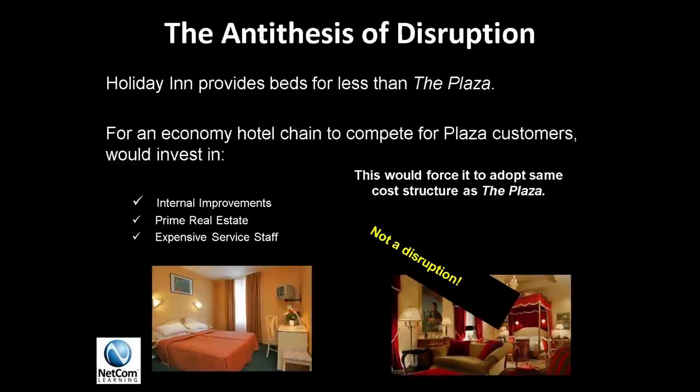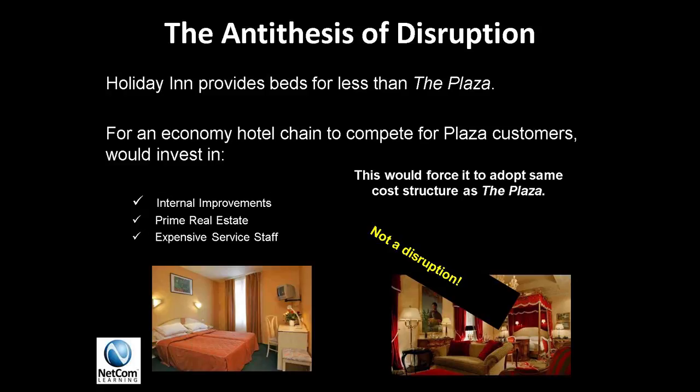Now let's look at the antithesis of disruption. If Holiday Inn, for example, wanted to compete with the Plaza, they could. They would spend money on internal improvements, prime real estate, and expensive service staff. But this would be competition, not disruption. Why? Because it would force Holiday Inn to adopt the same cost structure as the Plaza.